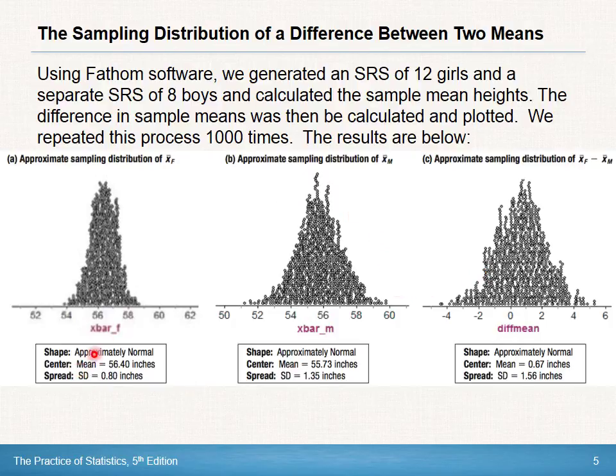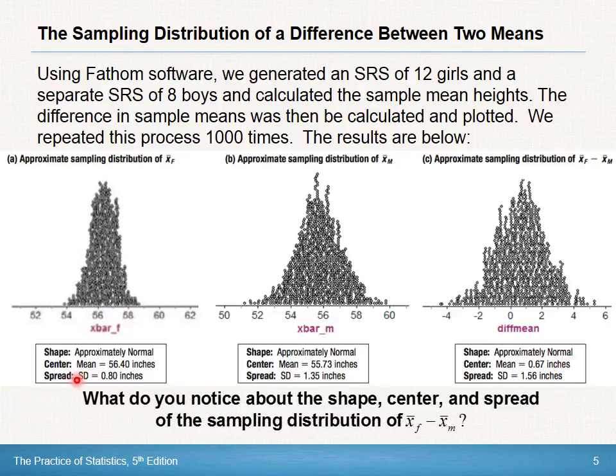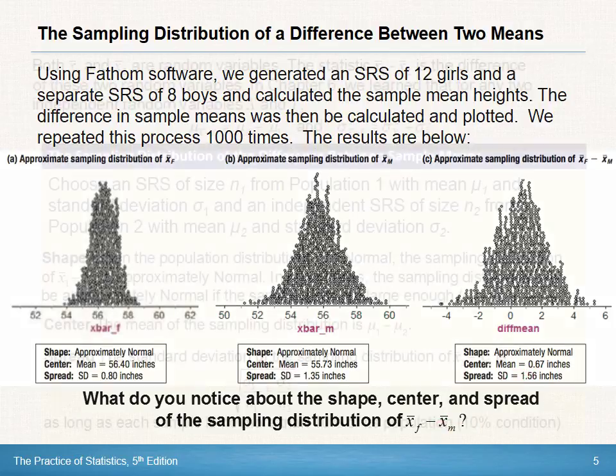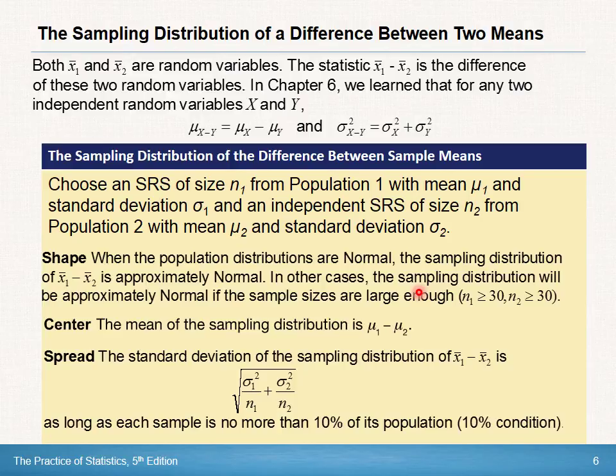The mean for the girls is right at 56.4, which was the mean of the population. The mean for the boys was 55.7, which was the mean of the population. And look at the mean of the differences: 56.4 minus 55.7, 0.67 inches. So we are subtracting them. For the standard deviation, or the spread, 0.8 and 1.35, we cannot add or subtract them like before, so we have to figure out another way to find the spread.